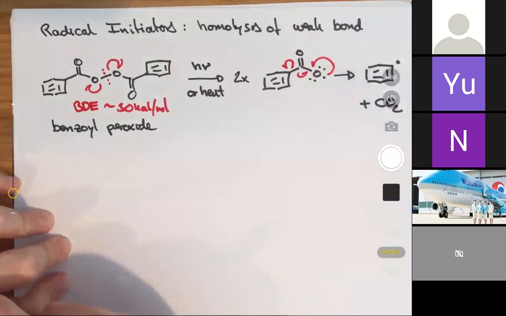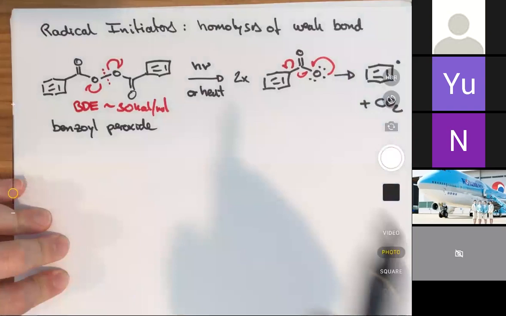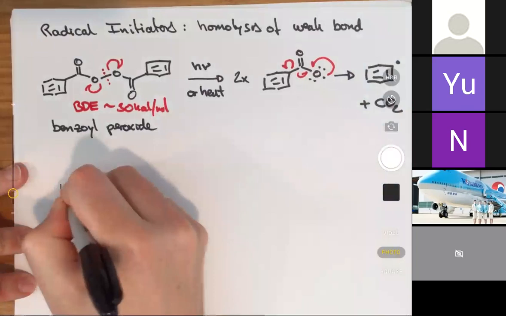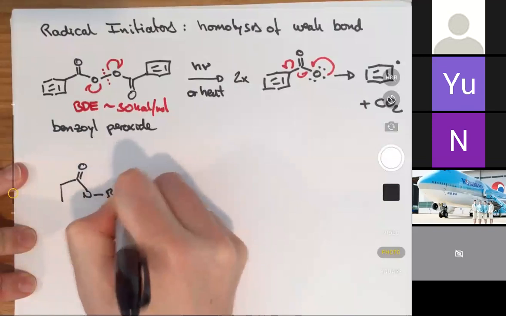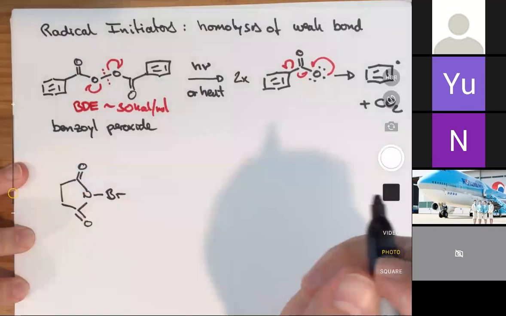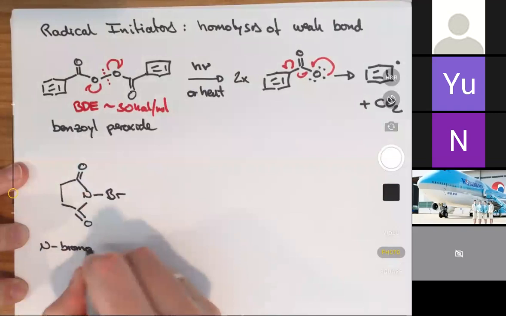Now, another common one is N-bromosuccinimide. That's actually oftentimes a dual role, because it can also be used as a reagent, not just as an initiator. But it's worthwhile discussing it here, because it falls under this category of weak bonds. So this is N-bromosuccinimide.